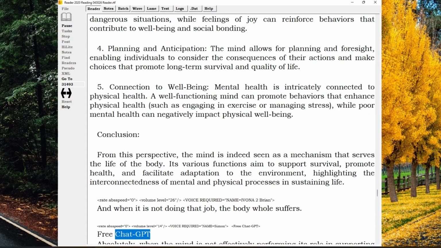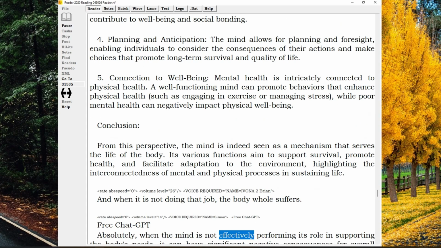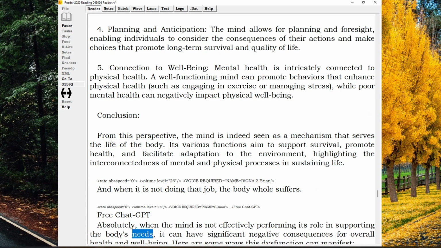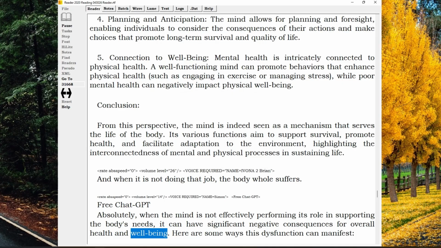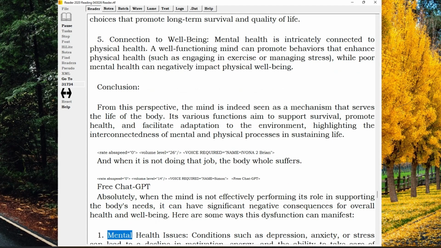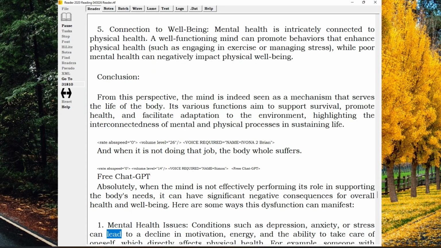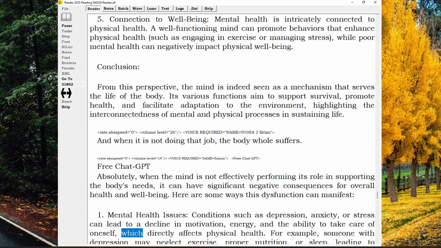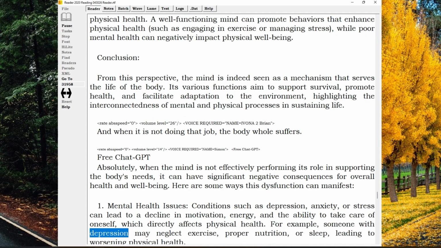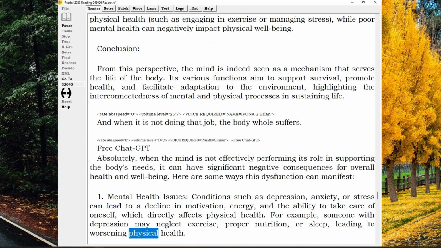Free Chat GPT. Absolutely. When the mind is not effectively performing its role in supporting the body's needs, it can have significant negative consequences for overall health and well-being. Here are some ways this dysfunction can manifest. 1. Mental health issues. Conditions such as depression, anxiety, or stress can lead to a decline in motivation, energy, and the ability to take care of oneself, which directly affects physical health. For example, someone with depression may neglect exercise, proper nutrition, or sleep, leading to worsening physical health.